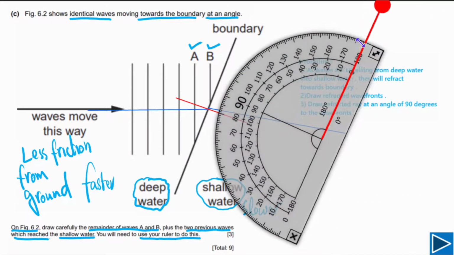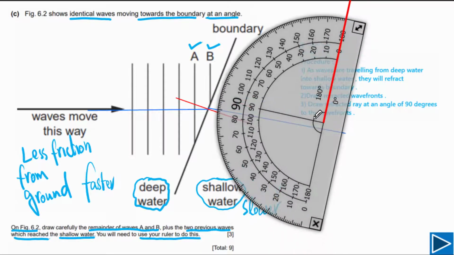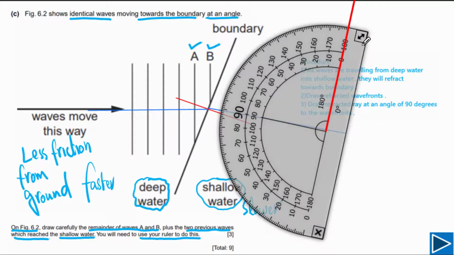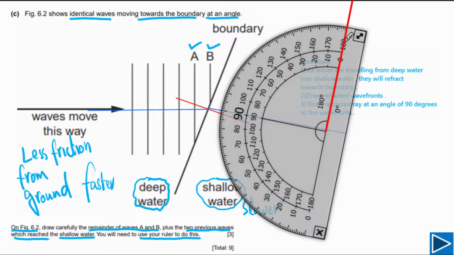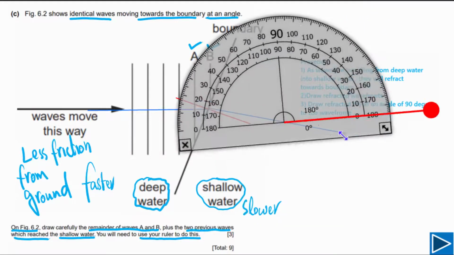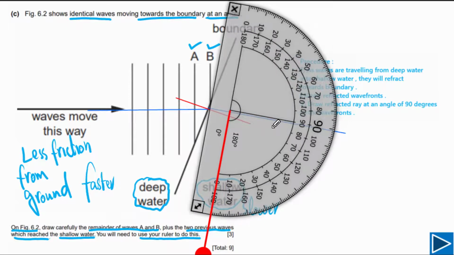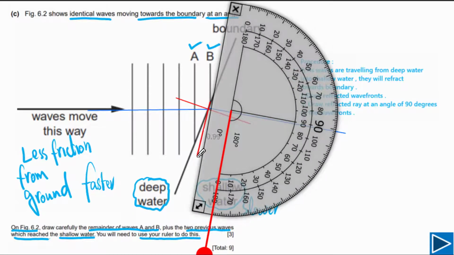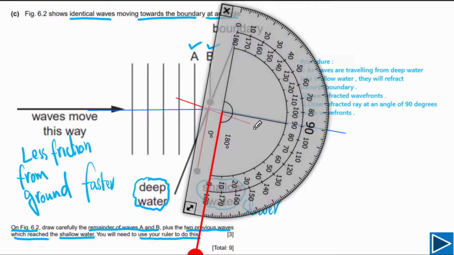For the wavefronts, we need to align this. Wavefronts have to be at an angle of 90 degrees to the rays. So first of all, we will align this protractor like this. We can also move it like this, so it will be easier to draw. We need to complete these waves. So this is our refracted ray in shallow water. We can extend this more and we can draw the next refracted ray.